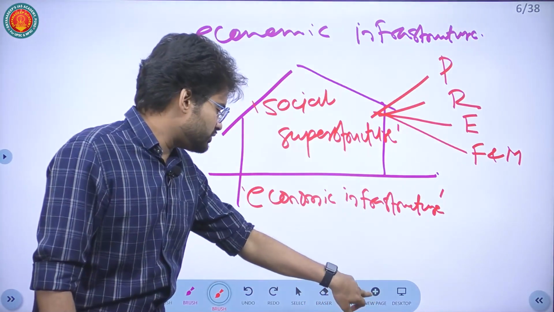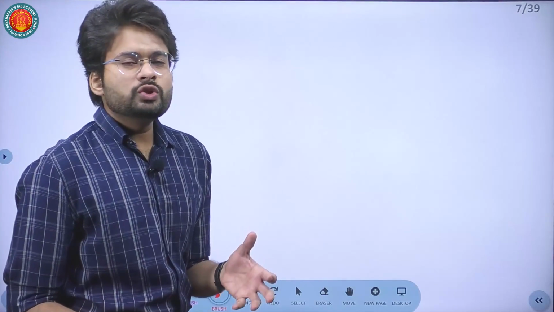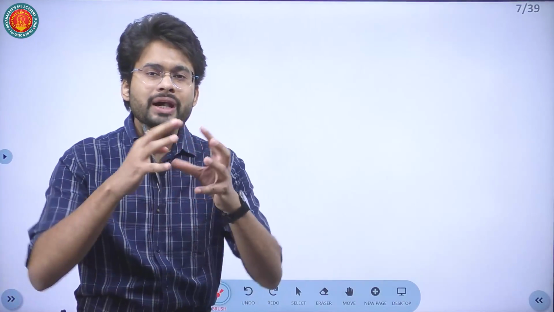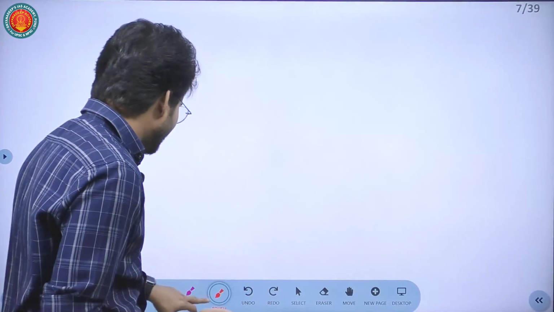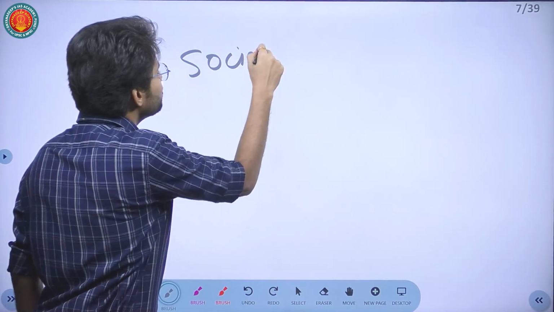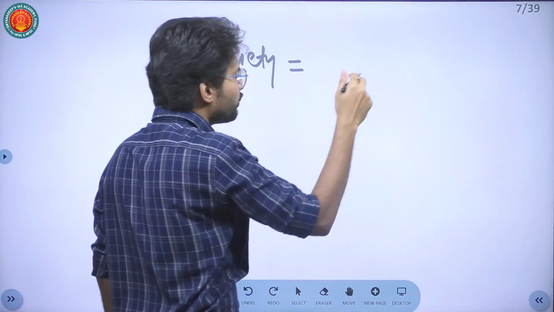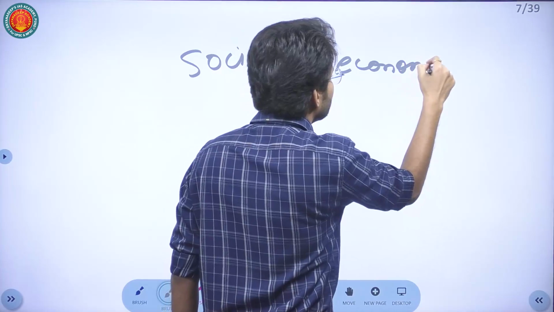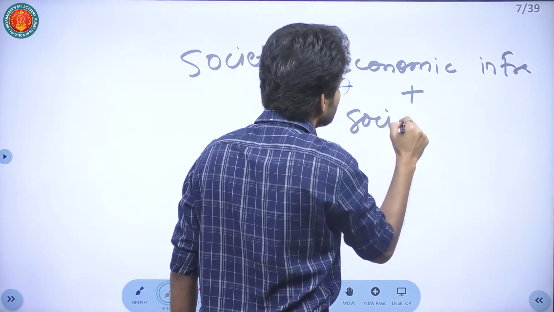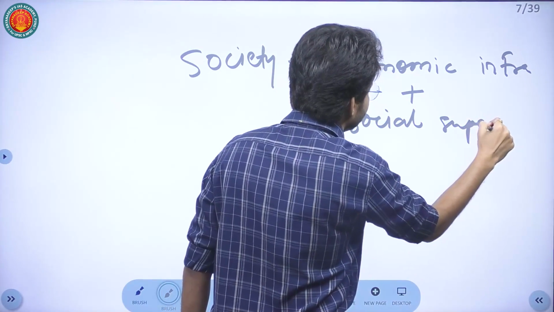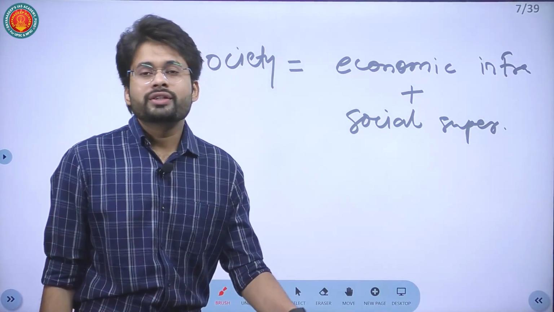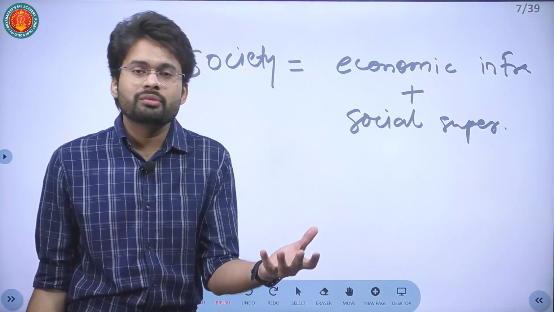Now, let's proceed to our discussion. The social superstructure and economic infrastructure together form the complete nature of society. So what do we mean by society? Society is equal to, first of all, most importantly, economic infrastructure plus social superstructure. Right? According to Marx, we are now discussing the exact theory of historical materialism.